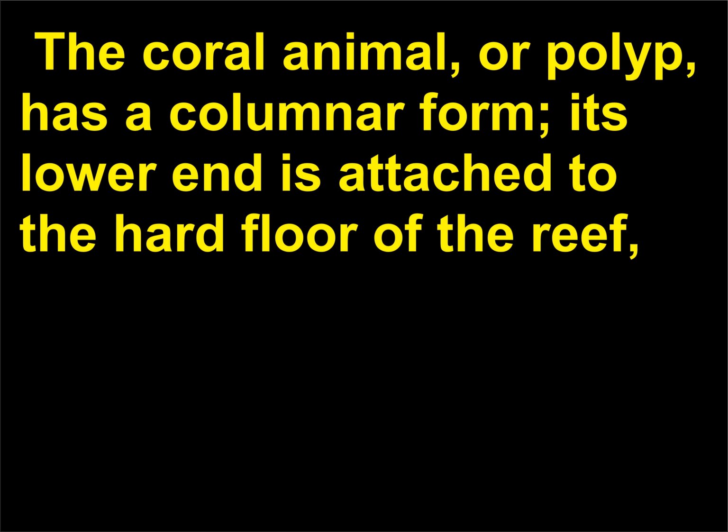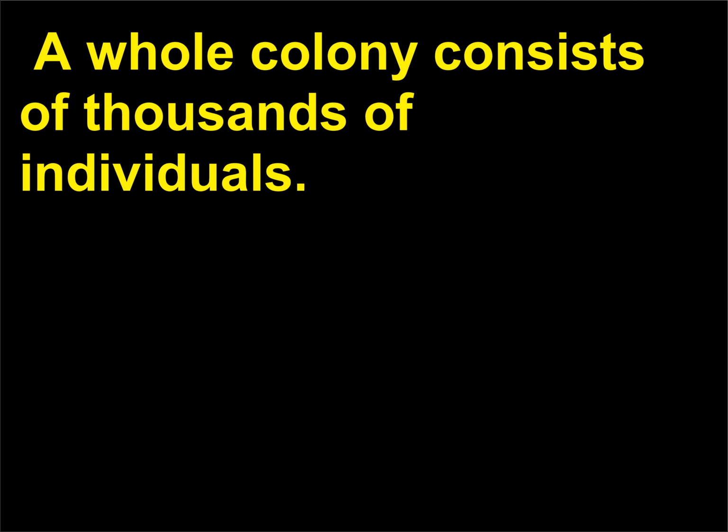The coral animal, or polyp, has a columnar form. Its lower end is attached to the hard floor of the reef, while the upper end is free to extend into the water. A whole colony consists of thousands of individuals.